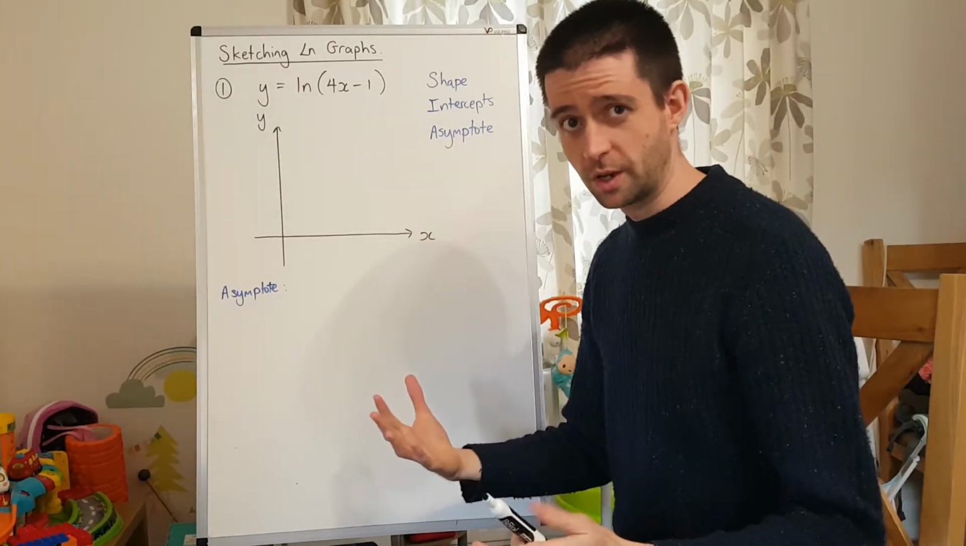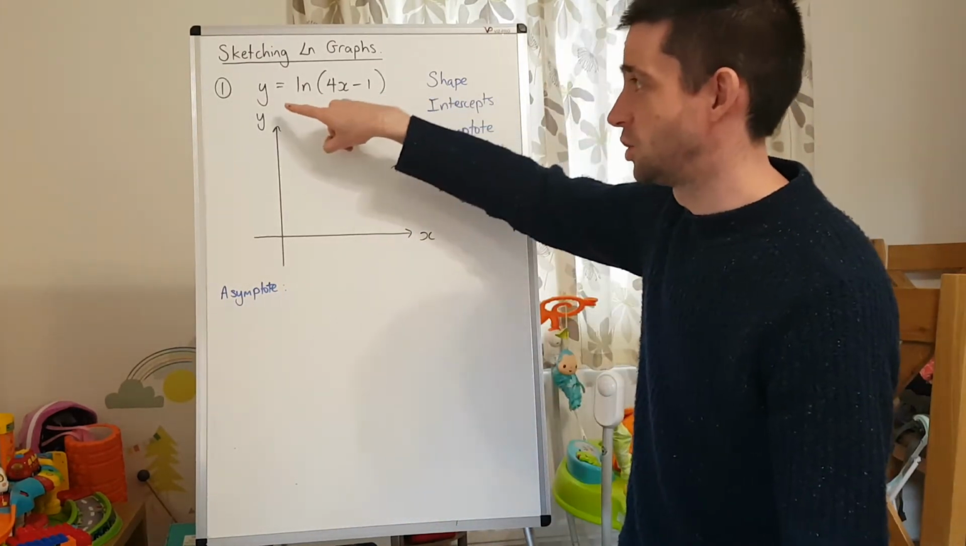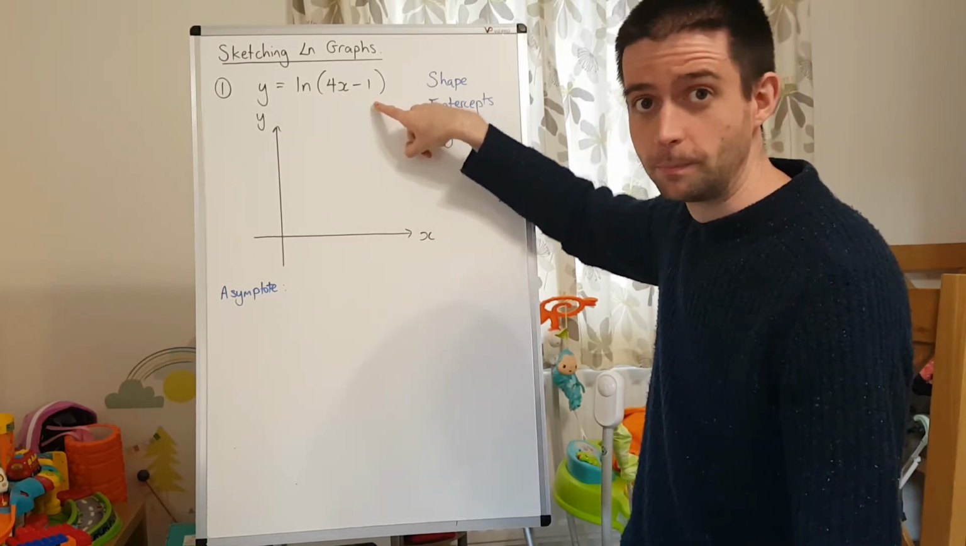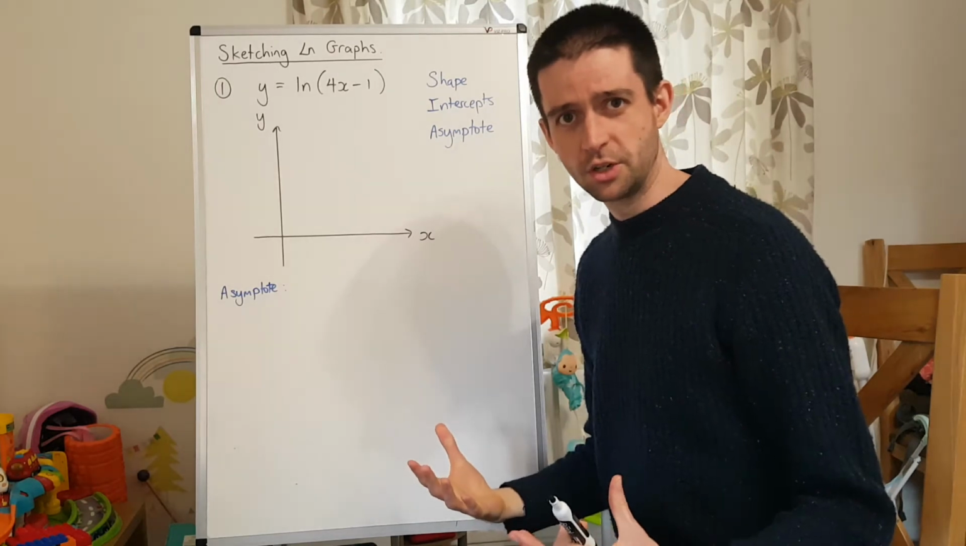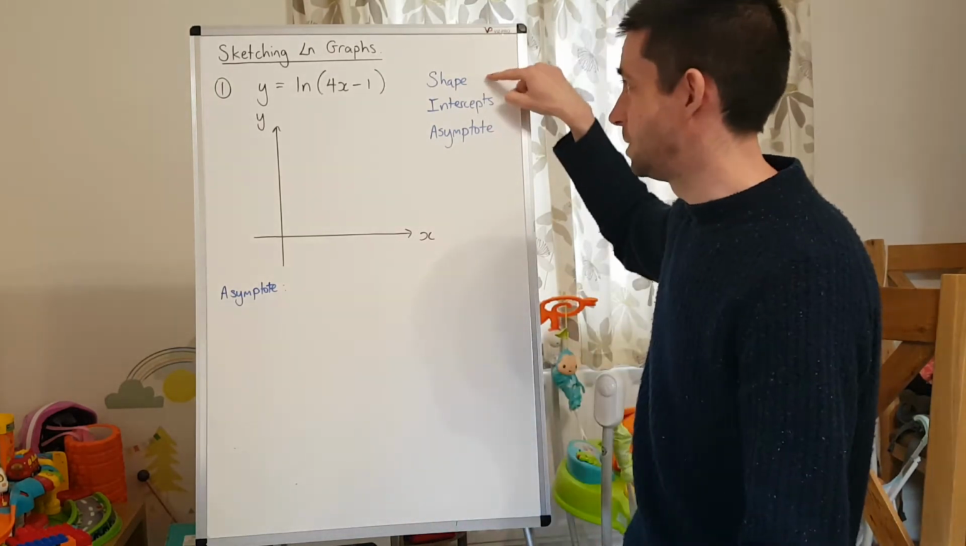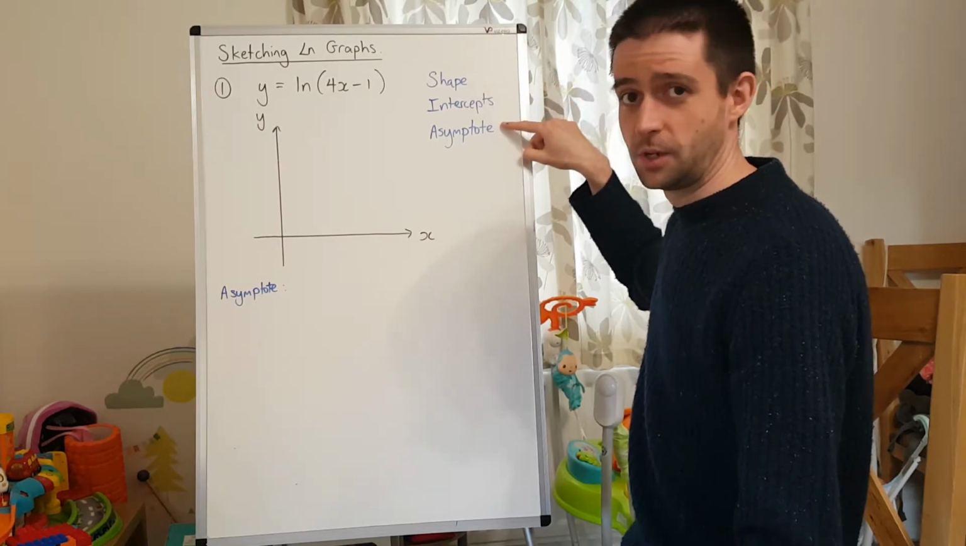This is the first example that I'm going to go through. We're going to be sketching the graph with equation y equals ln of 4x minus 1. And as I mentioned in the introduction to this lesson, the three key things that we've got to get right with these graphs are the shape, the intercepts and the asymptote.